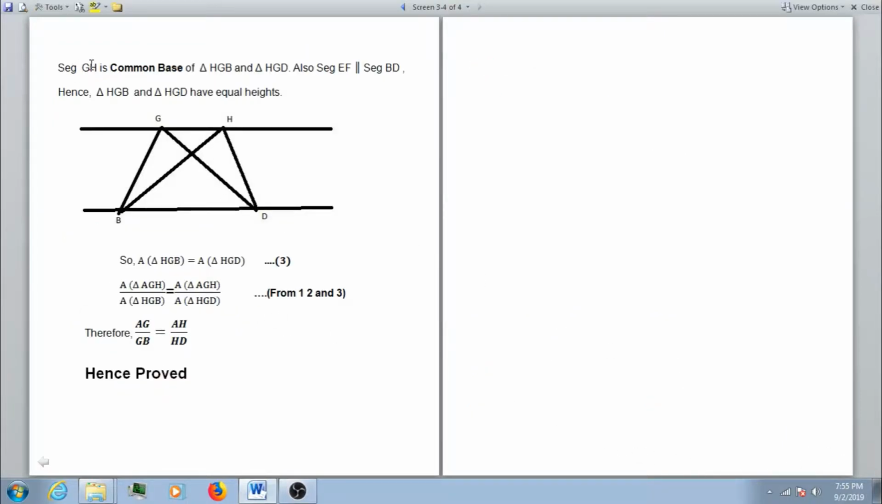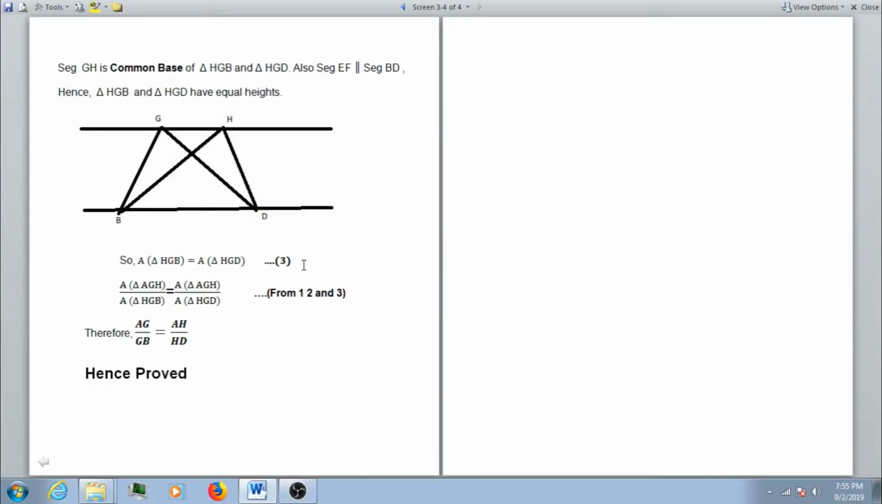Segment GH is a common base of triangles HGB and HGD. And since segment EF is parallel to the side BD, if we draw the heights, this is the height of triangle HGD, and this will be the height of triangle HGB. So both heights will be equal, and both triangles have the same base GH. Since the area of a triangle is half into base into height, the area of triangle HGB is equal to the area of triangle HGD. This is our third result.